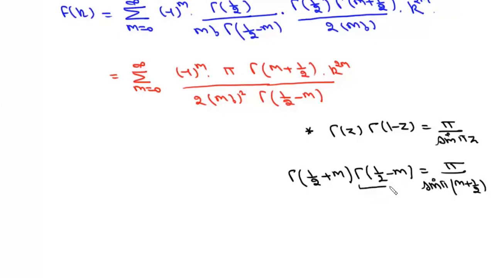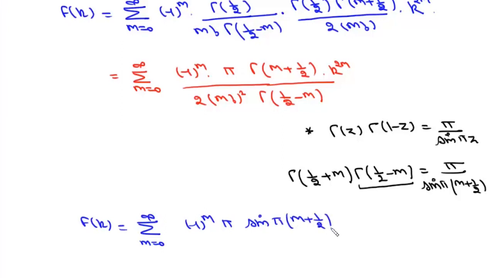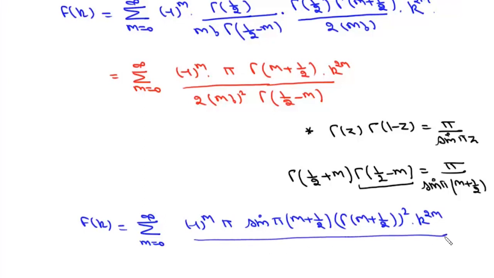So what we'll do is we'll put the value of gamma half minus m, then we can write this fk as this summation m varies from 0 to infinite, minus 1 to the power m into pi. Now here, if we put this expression, then it will be sine pi (m plus 1 by 2) into this gamma (m plus 1 by 2) whole square, k to the power 2m upon 2 times factorial m square into pi.